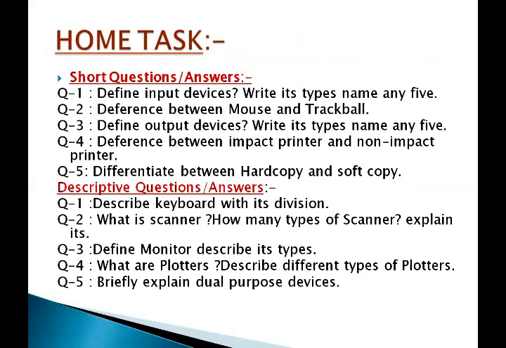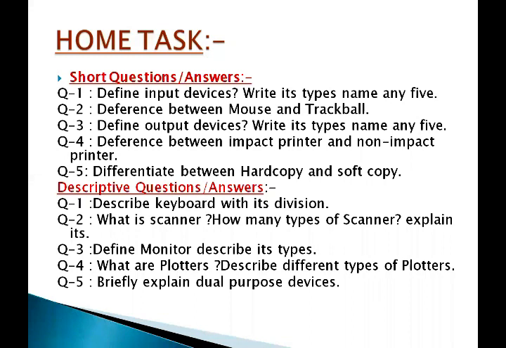Now, home task. We have shared short question answers and descriptive question answers. Number one is define input devices, write its types, name any five. Question number two is differentiate between mouse and trackball. Number three is define output devices, write its types, name any five. Question number four is differentiate between impact printer and non-impact printer. Question number five is differentiate between hard copy and soft copy. This is the short question answer.